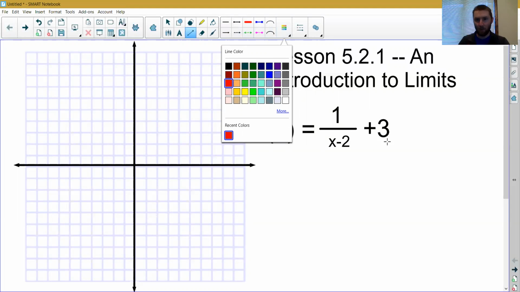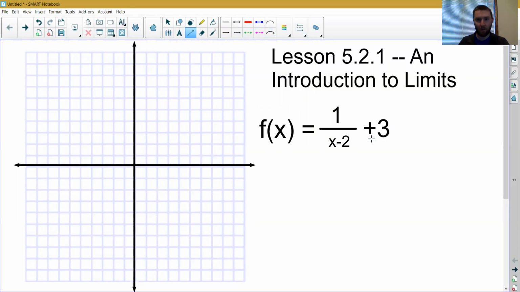My horizontal asymptote comes from this vertical shift of up 3 there, plus 3. So I have a horizontal asymptote here at y equals 3. Okay, there's a horizontal asymptote. I have a vertical asymptote at x equals 2 because the bottom here shows me that it's been shifted to the right by 2. So I'm going to go ahead and put that asymptote in here as well. Okay, so I have those two asymptotes, vertical and horizontal.